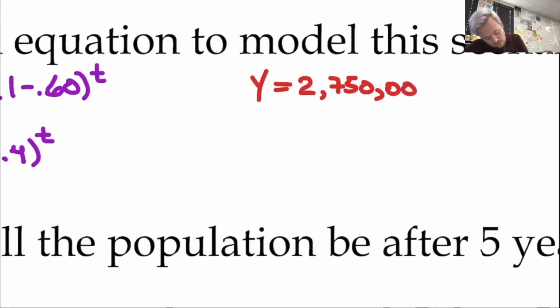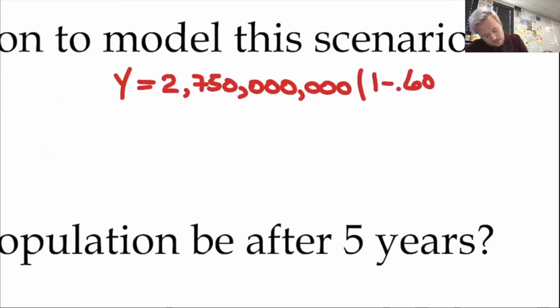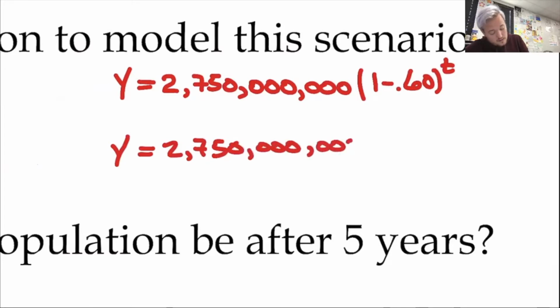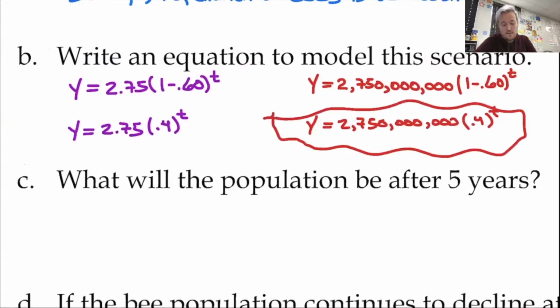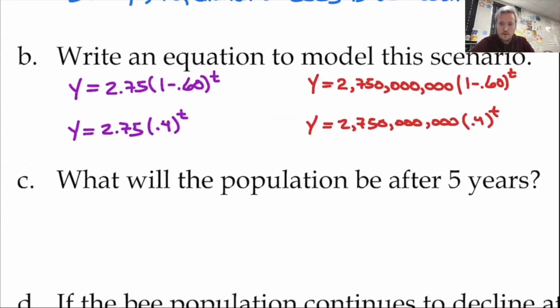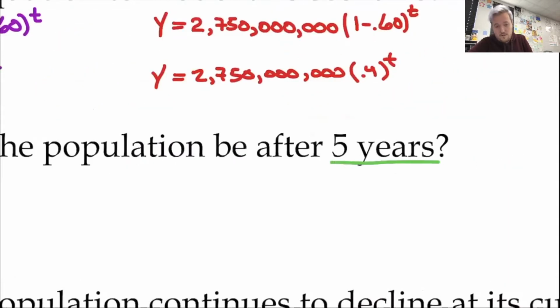275 and 1 minus 0.6 to the t, which means 275,000,000 times 0.4 to the t. All right, so really the second equation is what I'm going to be modeling and using to put it in more perspective and give you a better estimate as the population is actually changing over time. So we want to know what's the population after just 5 years, if the population is continuously decreasing at 60% per year. That means our t value is going to be 5.